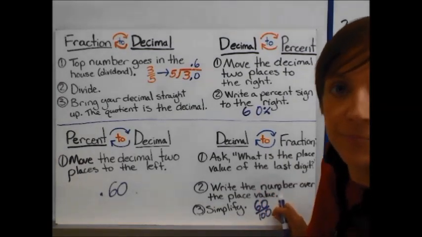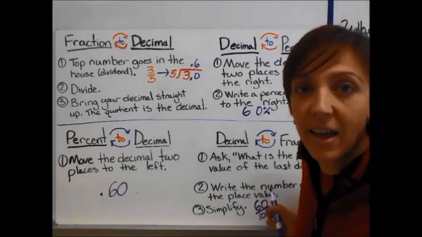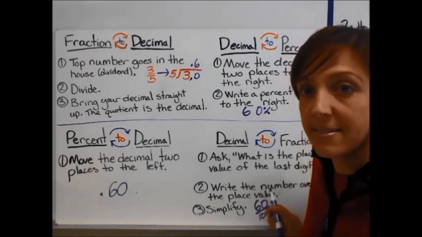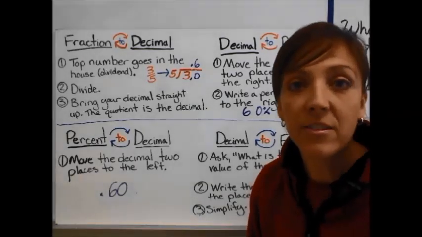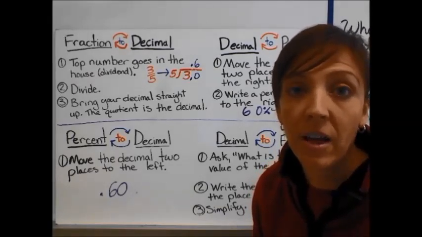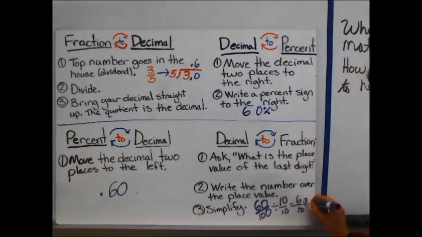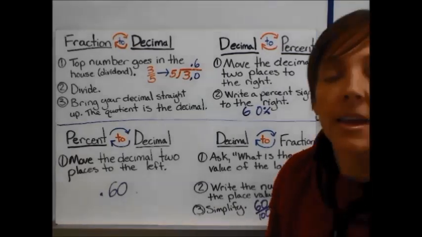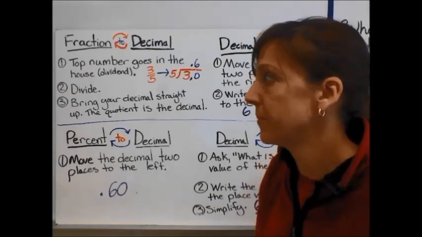Let's take 60/100. I know a common factor of 60 and 100 is 10. So I'm going to go ahead and divide 60/100 by 10/10. And that gives me 6/10. And then I'm going to take 6/10 because I realize 6 and 10 both have a common factor of 2, and I'm going to divide it by 2/2. And I get 3/5. 3/5 is the simplified fraction.